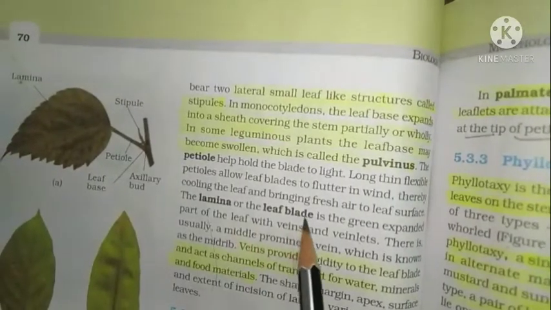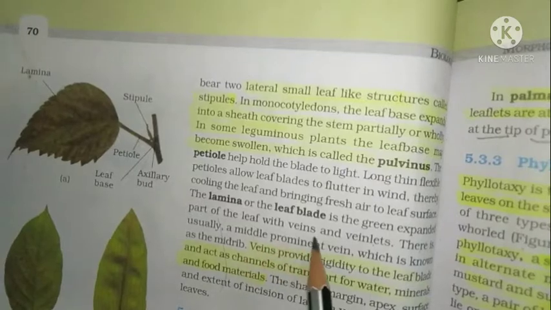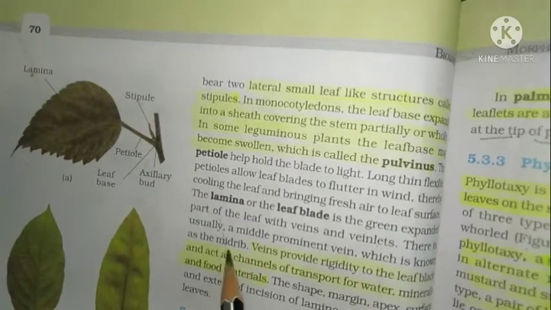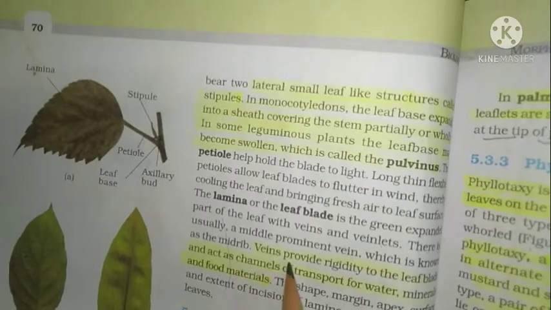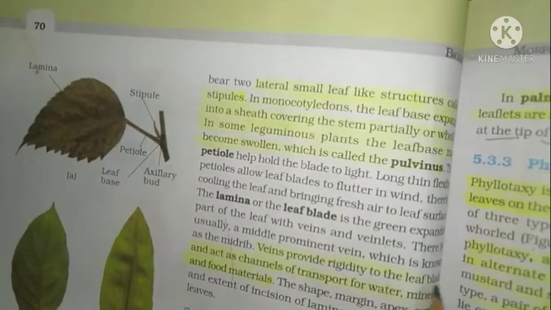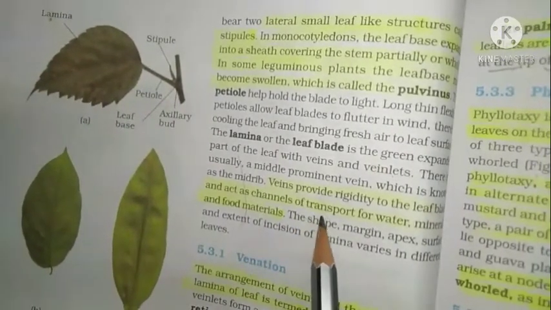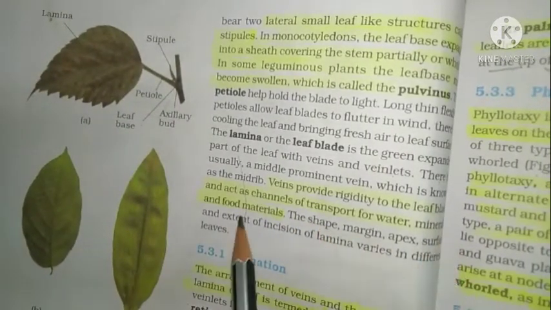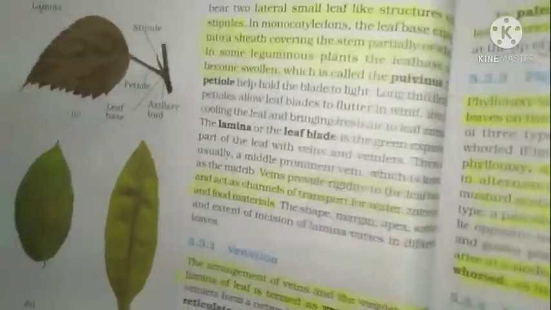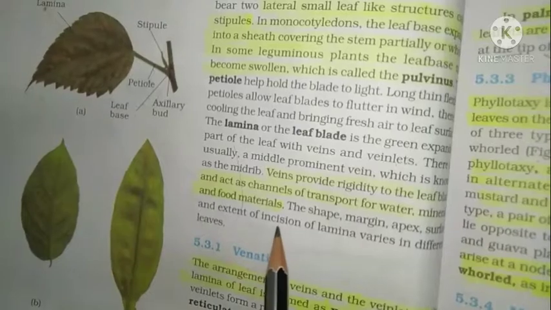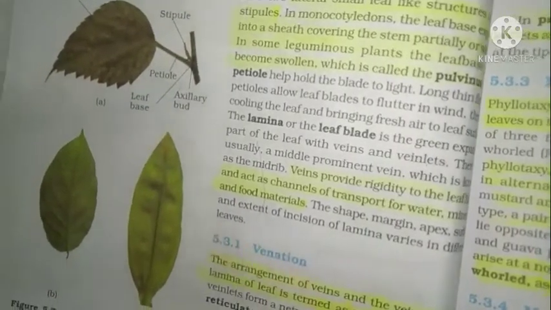The lamina, or leaf blade, is the green, expanded part of the leaf with veins and veinlets. There is usually a middle prominent vein, which is known as the midrib. Veins provide rigidity to the leaf blade and act as channels for the transport of water, minerals and food material. The shape, margin, apex, surface and extent of incisions of the lamina vary in different leaves.